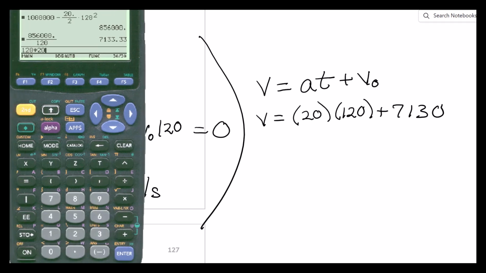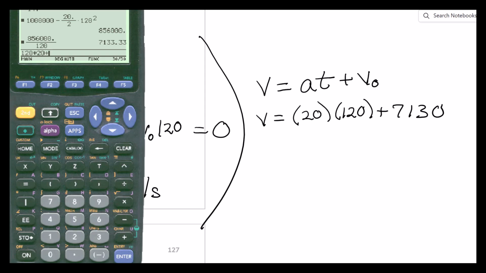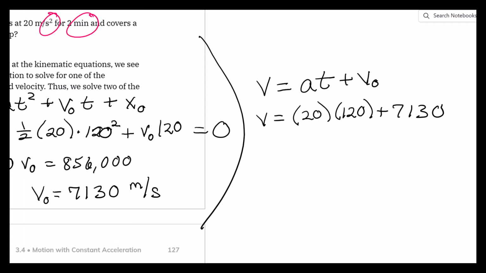120 times 20, plus, and notice how I'm grabbing the 7130. I'm not using the rounded off version. It's important. 9533. So final velocity, and I will go ahead and mark it with a C.